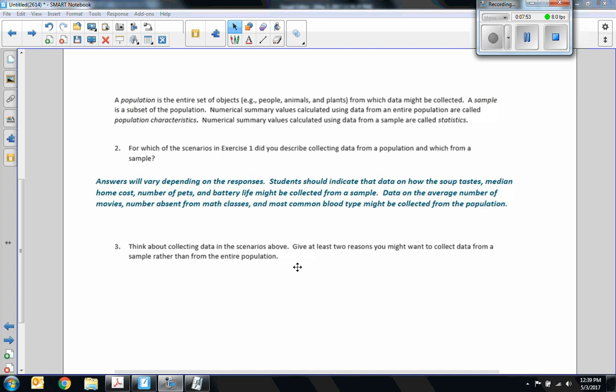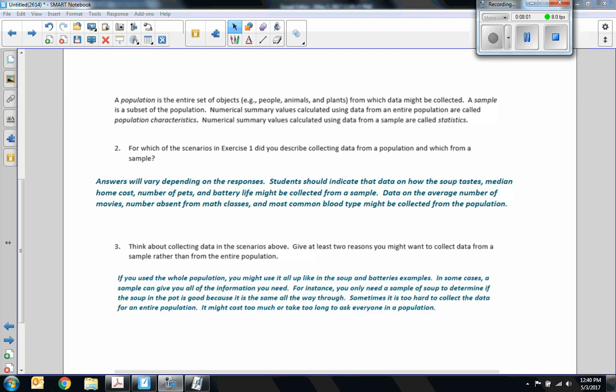3. Think about collecting data in the scenarios above. Give at least 2 reasons you might want to collect data from a sample rather than from the entire population. Okay, so if you used the whole population, you might use it all up like in the soup and the batteries examples. In some cases, a sample can give you all of the information you need. For instance, you only need a sample of soup to determine if the soup in the pot is good because it is the same all the way through. Sometimes it's too hard to collect the data for an entire population. It might cost too much or take too long to ask everyone in a population.